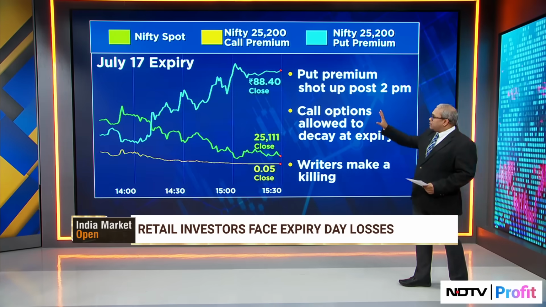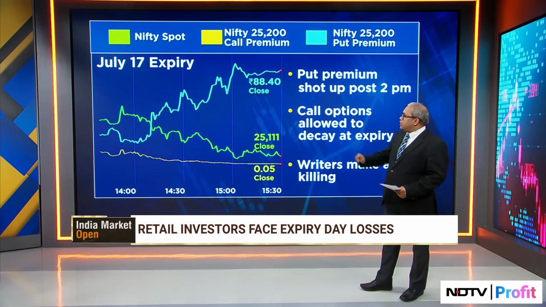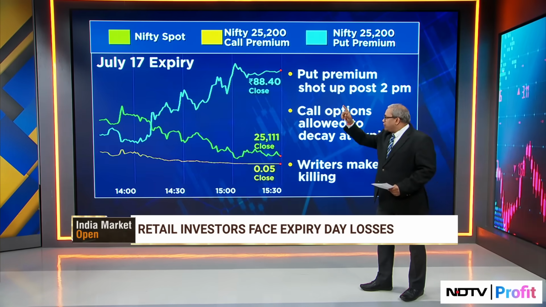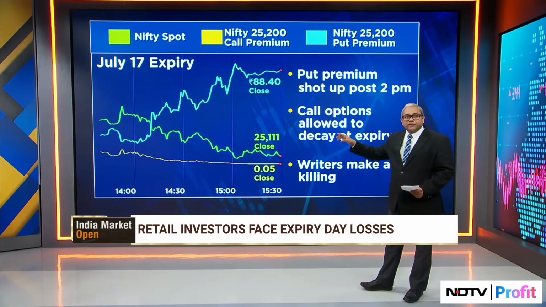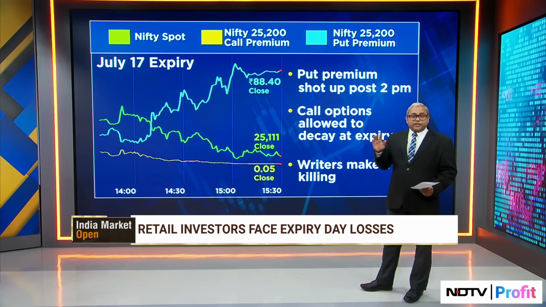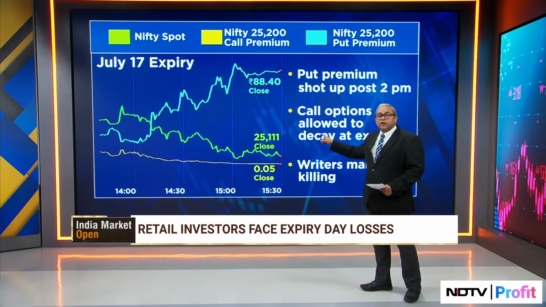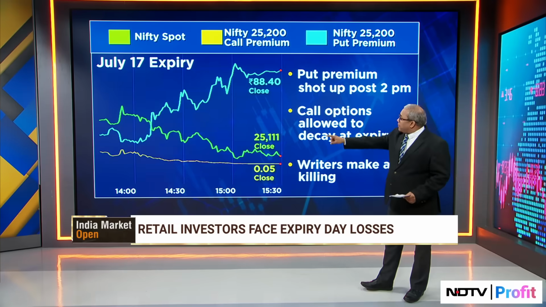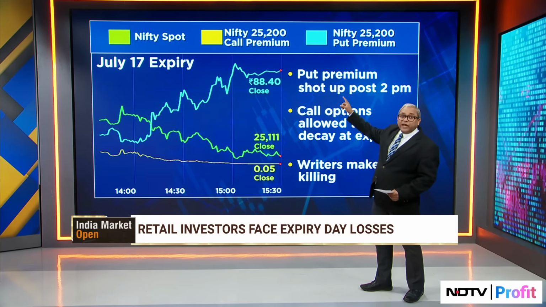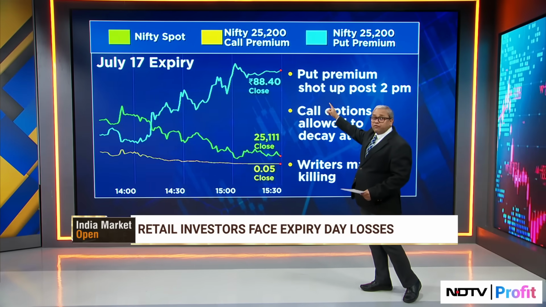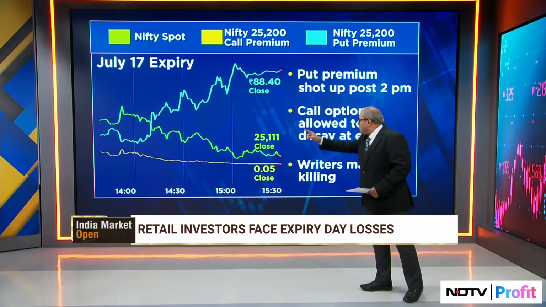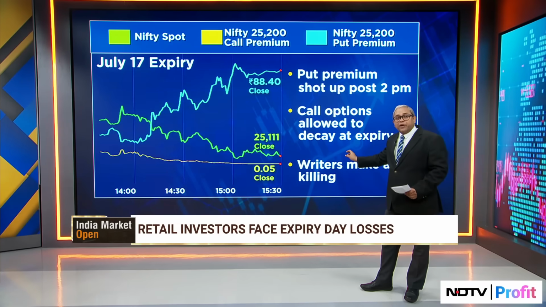Now let's break down what happened after 2 o'clock. You can see how the Nifty started falling, and that's primarily because shorts were created, especially in the IT stocks, as a result of which Nifty closed at 25,111. The put went all the way to 96 and closed at 88.4. And what happened to the call? It decayed gradually to 5 paisa.